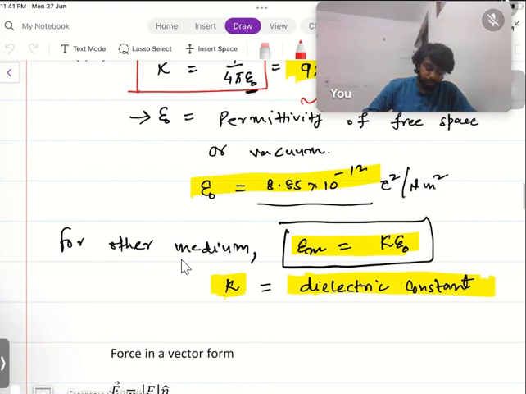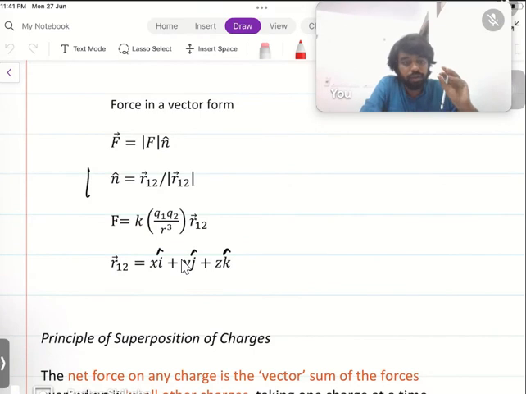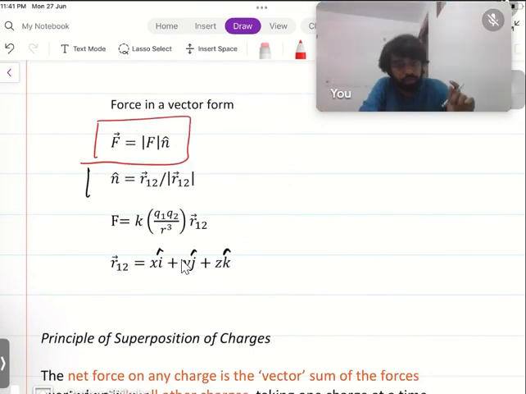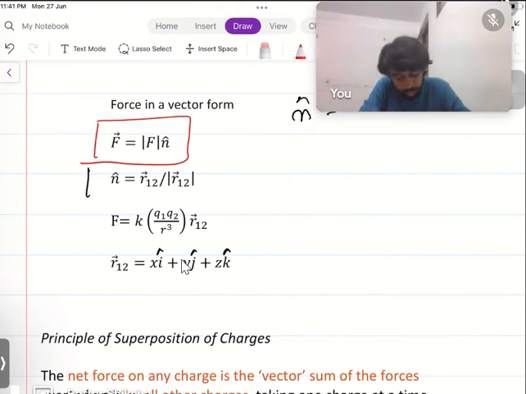Moving on, as you know, force is a vector quantity, so you should write force as magnitude of force times the unit vector. So I am writing here that force is the magnitude of force times the unit vector. And you easily know how to calculate the unit vector: it is the position vector, in this case r12, divided by mod of r12, right?